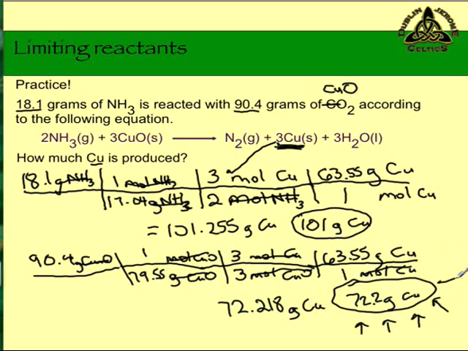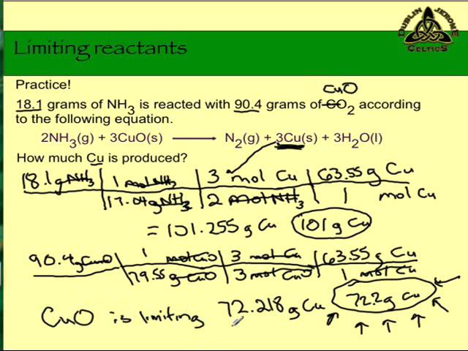All right. So even though it seems like we're starting with so much more starting material, the 72.2 grams of copper that we make from the 90.4 grams of copper oxide is the amount of copper that is actually going to be produced from this reaction. So if we know how much copper is produced, what is the limiting reactant? Well, the limiting reactant then is copper oxide. CuO is limiting.